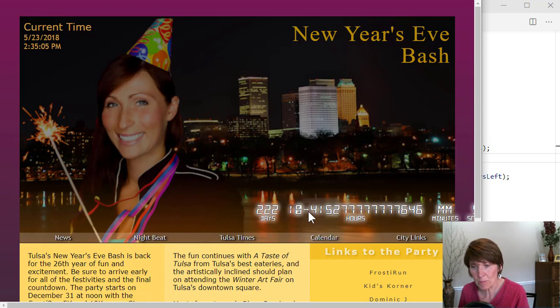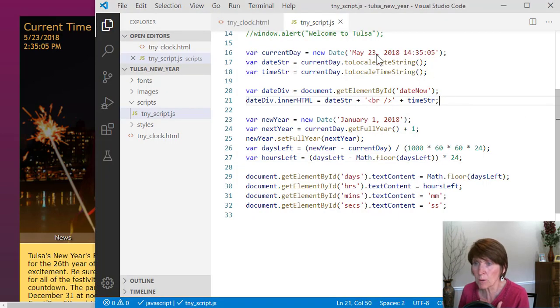Now let's pause here for a minute to understand a little bit about the date object. If we look at the time we're working with, which is May 23rd at 2:30 in the afternoon, 2:35, right? This is in 24-hour time. So it's really 2:35 in the afternoon. And if we do that math from 2:35 till midnight, that's only 9 hours and some minutes, right? Not 10. And so how come it's giving us 10?